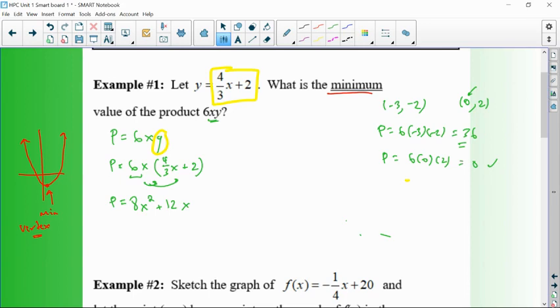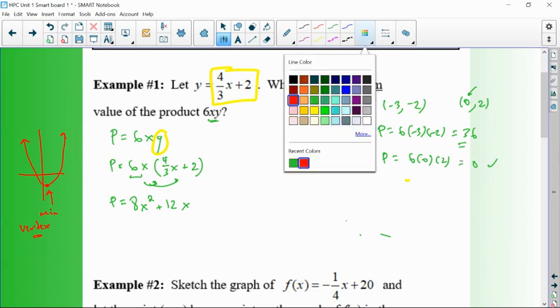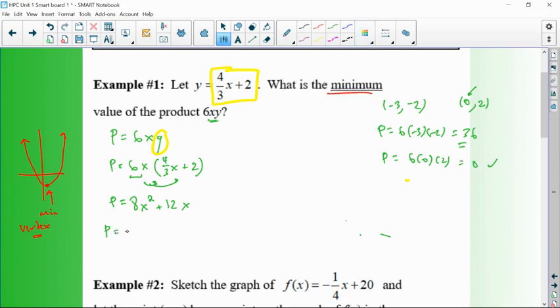So I want to practice completing the square, because it is one of my favorite things to do. I want to complete this square, so I'm going to factor out that 8. Take out this 8 here, and that means it's x squared plus 12 over 8 x. I know I can reduce that. 12 over 8 reduces, dividing each by 4, to 3 over 2.